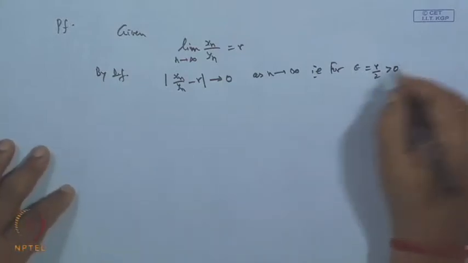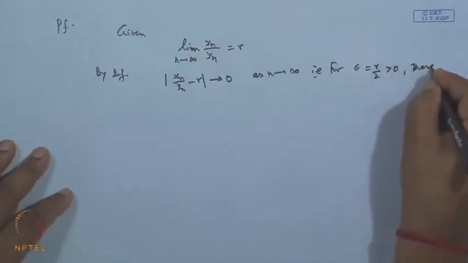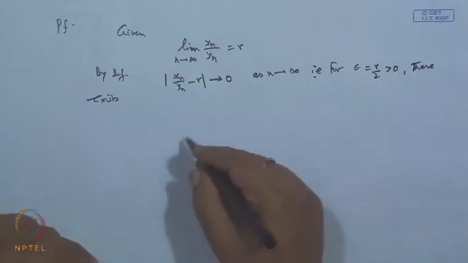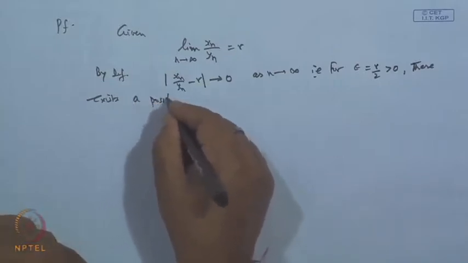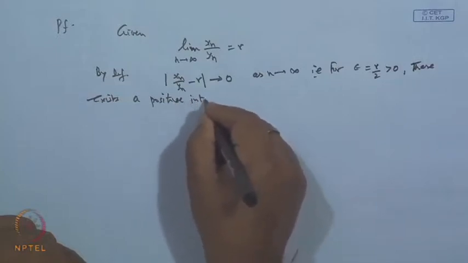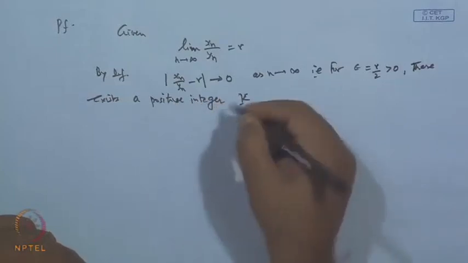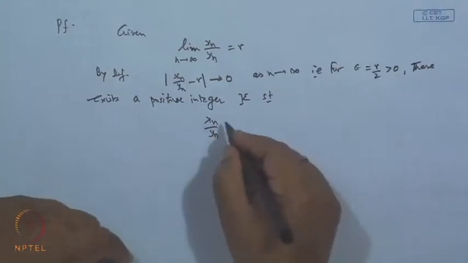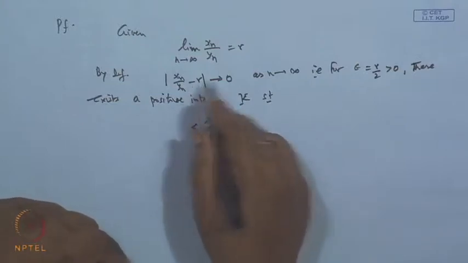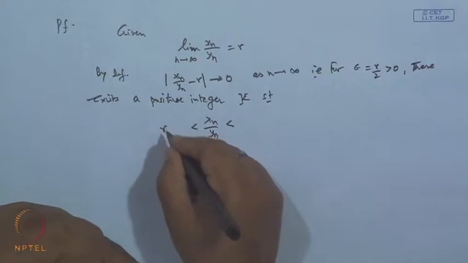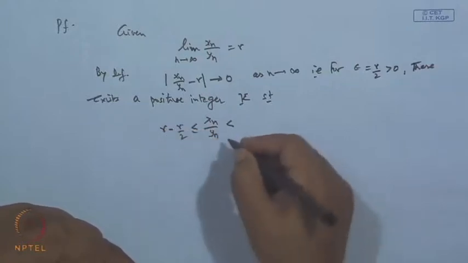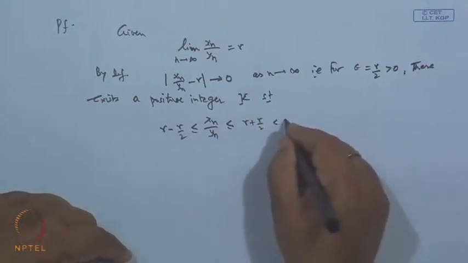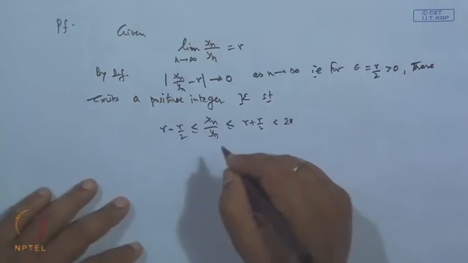There exists a positive integer, say k, such that x n over y n will lie between two bounds, r minus epsilon and r plus epsilon. So, here r minus epsilon means r by 2, and r plus epsilon means 3 by 2 r, which is obviously less than or equal to 2 r.